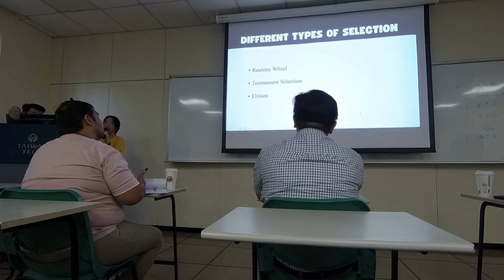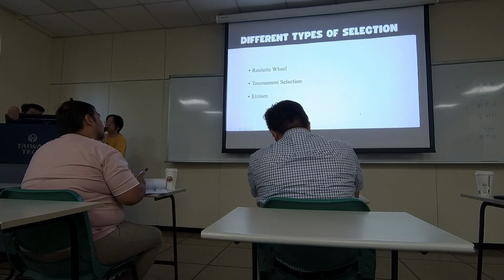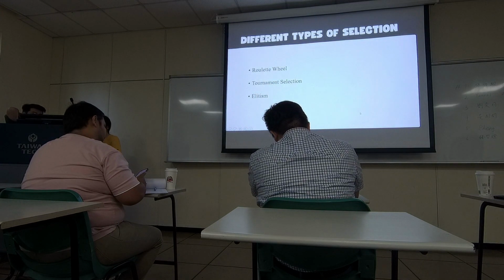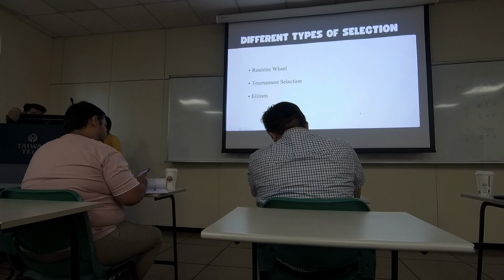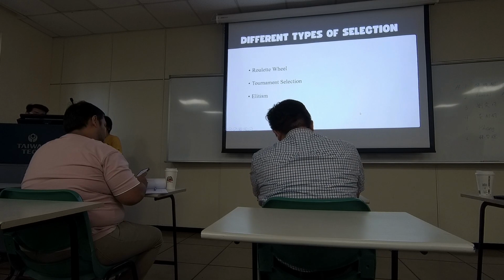So except for the crossover, in the selection part we still have multiple methods. And here we also introduce three: roulette wheel, tournament selection, and elitism.